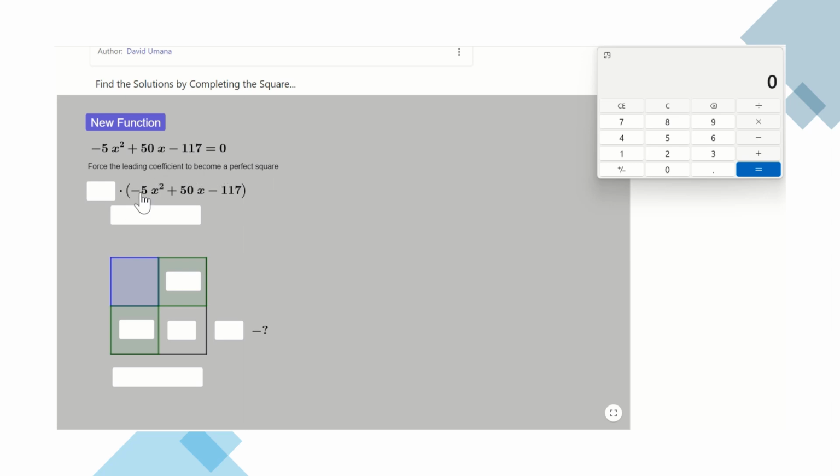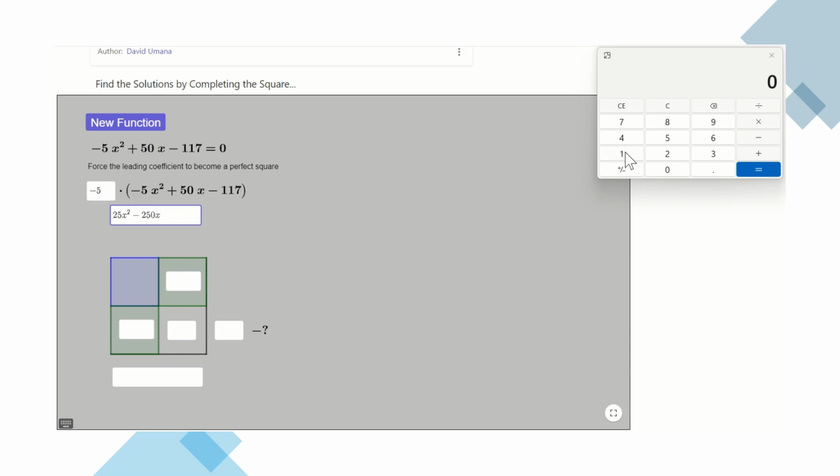What that means is I'm going to look at the number right in front of the x squared, which happens to be -5, and I'm going to multiply my original quadratic by -5. Negative and negative is positive, so this turns into 25x squared. That gives me the perfect square I was looking for. I know that -5 times 50 is -250x. And I don't really know what 5 times 117 is.